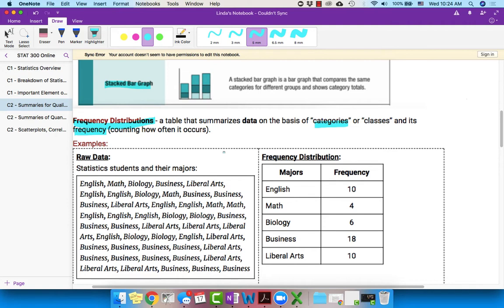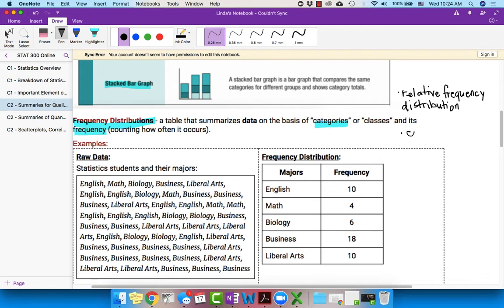And then we have something called relative frequency distribution, and cumulative frequency distribution. Distributions are organized in a table. Then we translate to a graph for better visual.